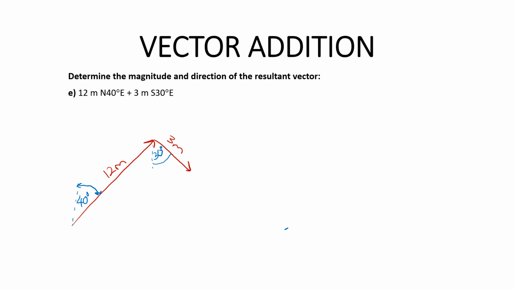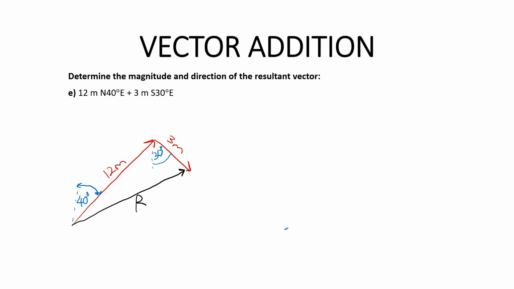For this question, we have 12 meters at north 40 degrees east plus 3 meters at south 30 degrees east. So the first vector is 12 meters at north 40 degrees east, and the second vector is 3 meters at south 30 degrees east. As you can see, I connected these two vectors from the head of the first vector to the tail of the second vector, and my resultant is from the start to the end.